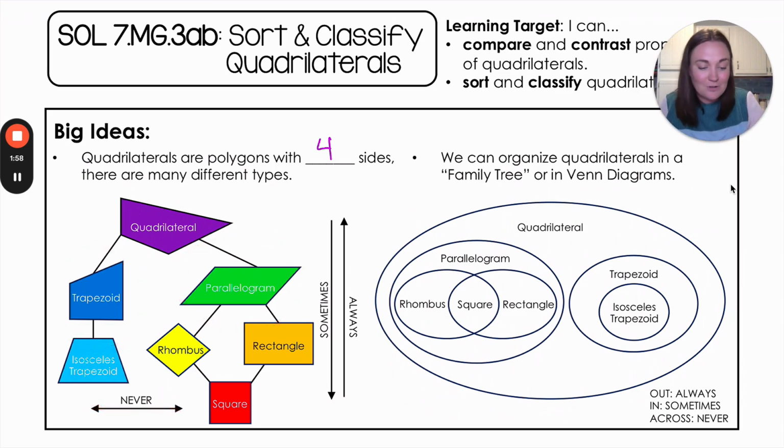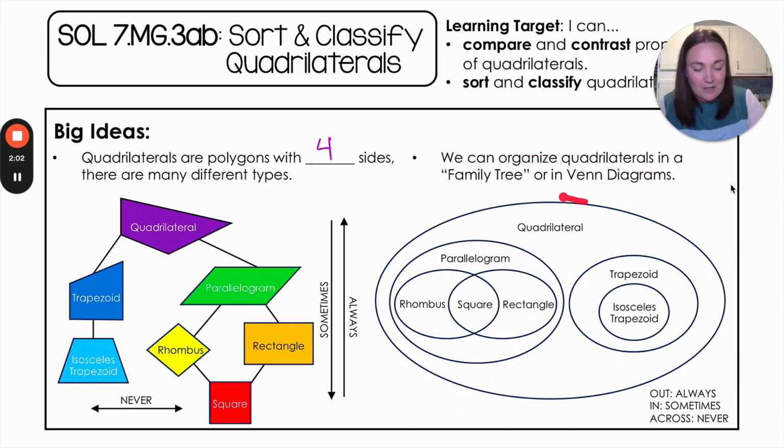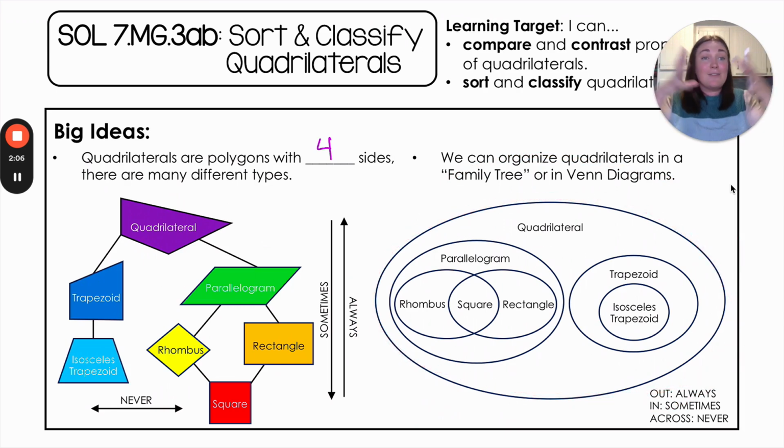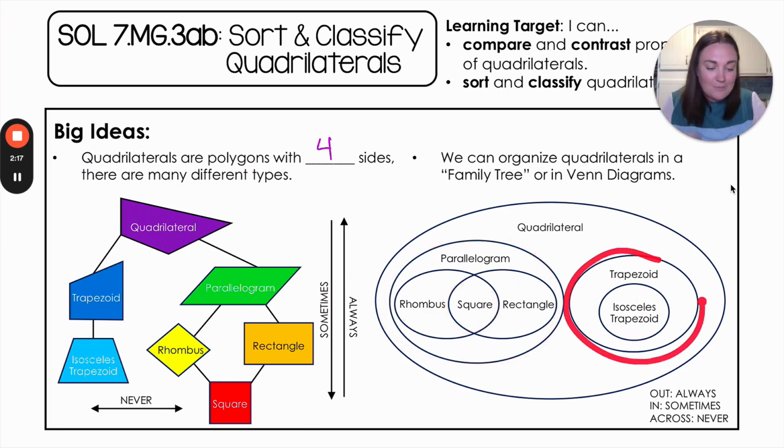The other way that we can organize these same shapes is in a Venn diagram. So it's set up similarly. We've got one big circle, that's our quadrilateral, so everything in that circle is a quadrilateral. We've got our two separate groups again: our parallelograms, which have our rhombus, our rectangle, and our square, and our trapezoid, which has that special isosceles trapezoid in it.